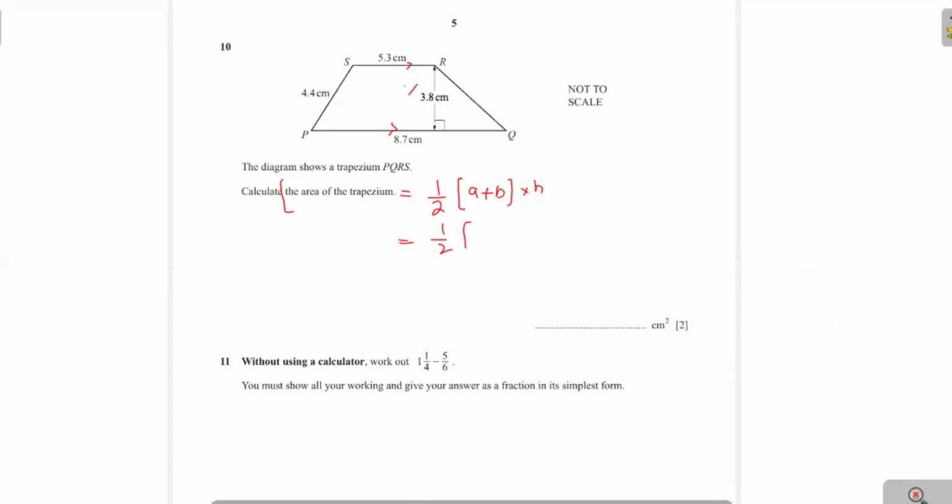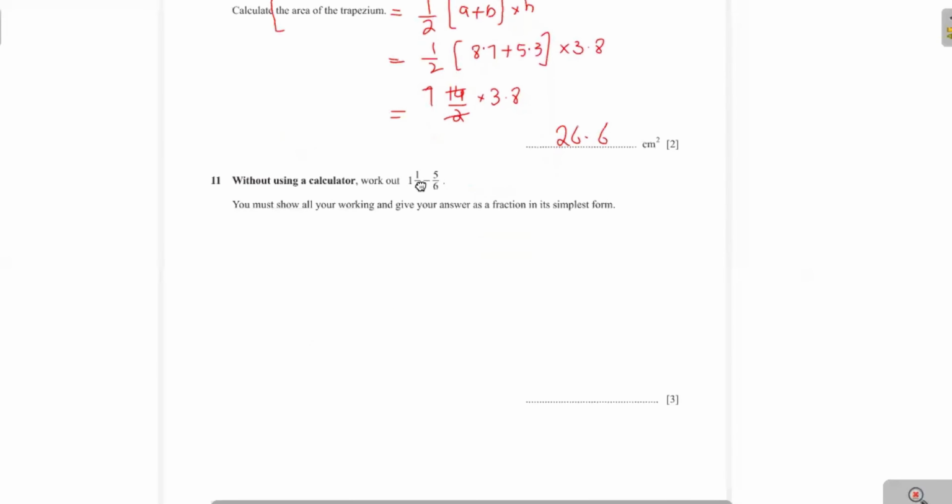Here A is 8.7, B is 5.3, and the height is, this is the height, 3.8 centimeters. Therefore, we can write 8.7 plus 5.3. This will be equal to 14 over 2 multiplied by 3.8. That value will be equal to 26.6 centimeters square, which is the answer.